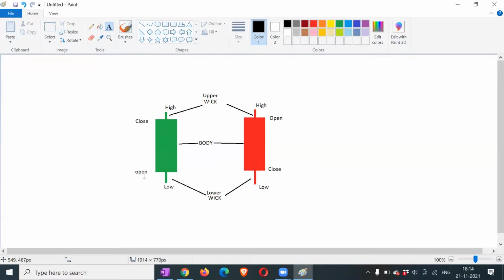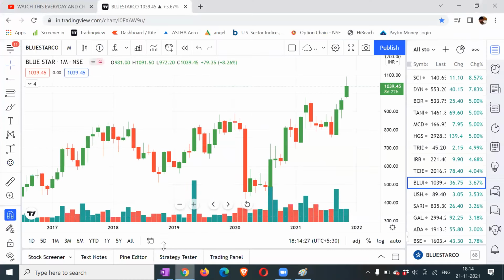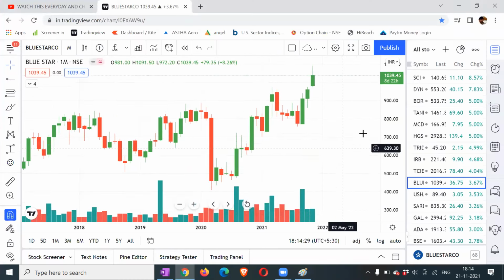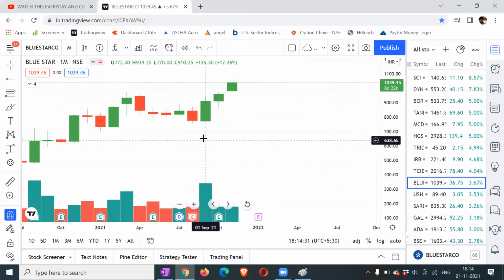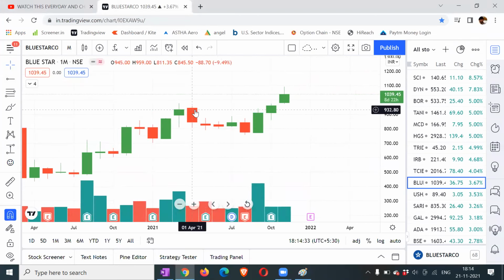So this is how a candle is formed. A green candle is formed opening low, closing high. Red is formed opening high, closing low. And that's what we see. Okay, let's just go back and see one live case. So this is a red candle. Open should be high, close should be low.